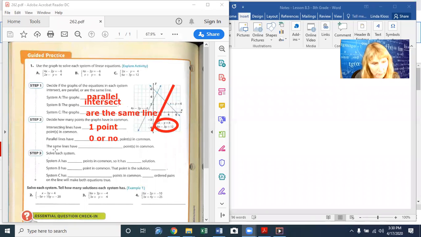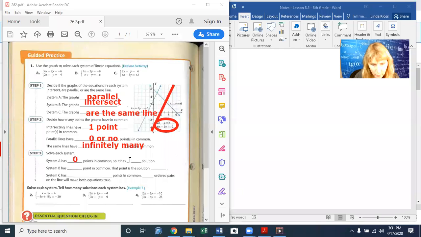And then we go down here, the same lines have blank points in common. What would you say? Infinitely many points in common. Every single point on that line is the same as every other point on that same line, right? So solve each system. Step 3, system A has 0 points in common, so it has 0 solutions.